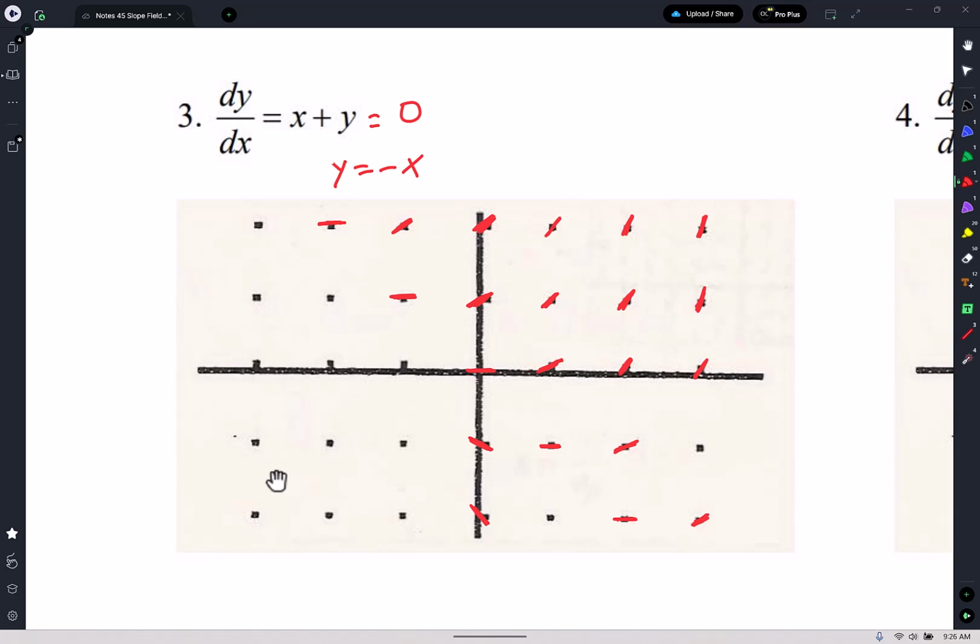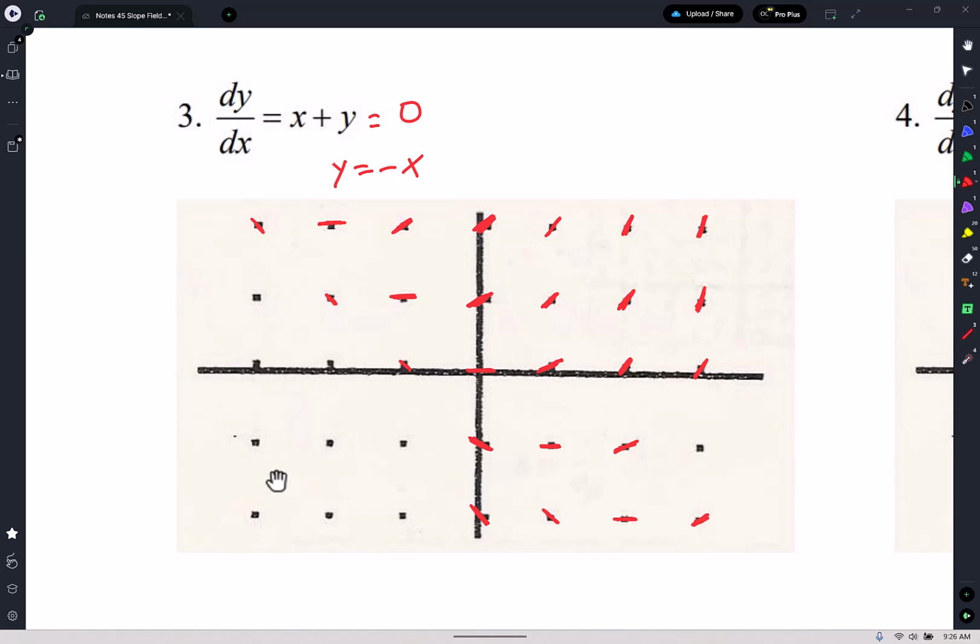Just go slow. If you don't see it, just go slow, one at a time. I'm at negative 1, 0. Negative 1 plus 0 is negative 1, so make it a slope of negative 1. And all these slopes are going to be together perfect. Look at that. Almost perfect, like in synchronous.